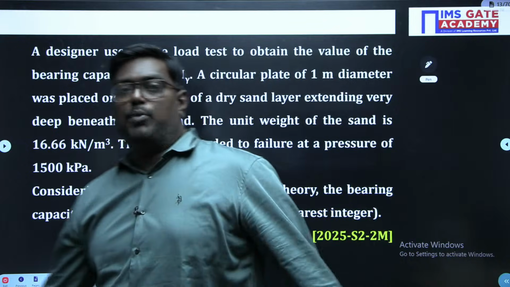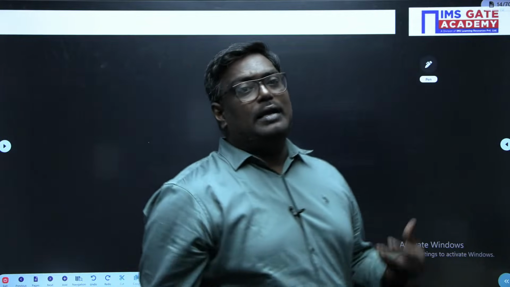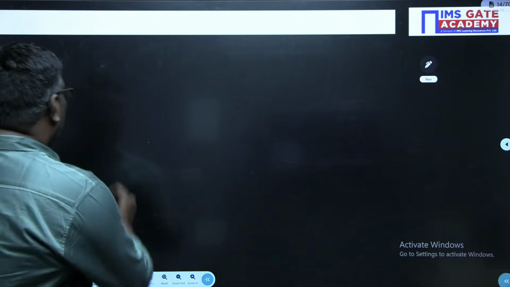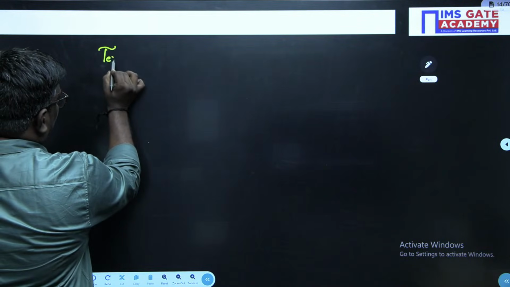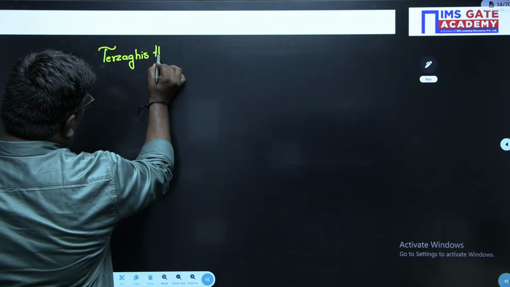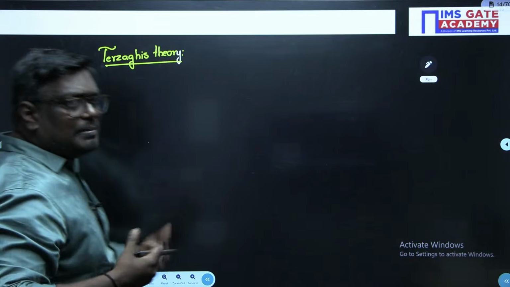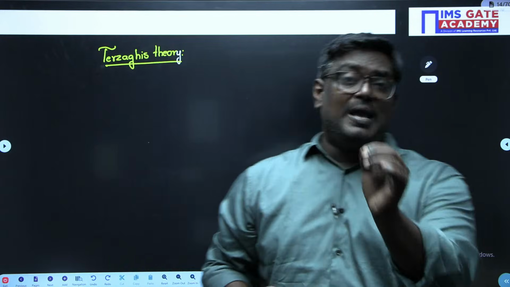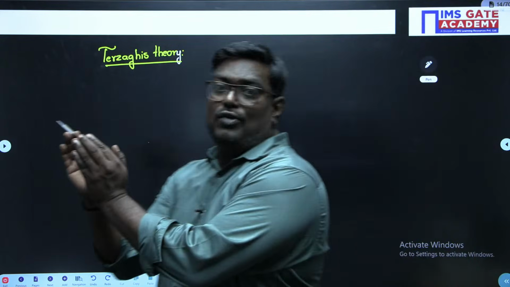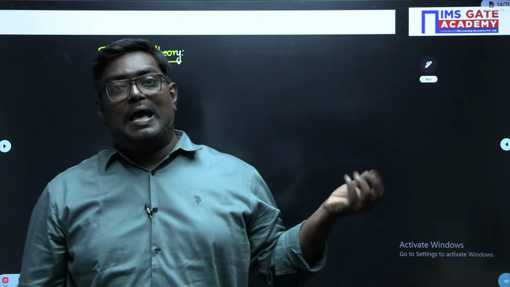Now let me tell you one important thing, my dear students. Actually, there is a theory behind calculating the bearing capacity of the soil. My dear students, the theory here is Terzaghi's theory. In Terzaghi's theory, you might have studied, sir, why do we make some assumptions? We make assumptions to turn a complex problem into an easier problem. We have n number of constraints. We will ensure that these constraints are reduced by making some assumptions.